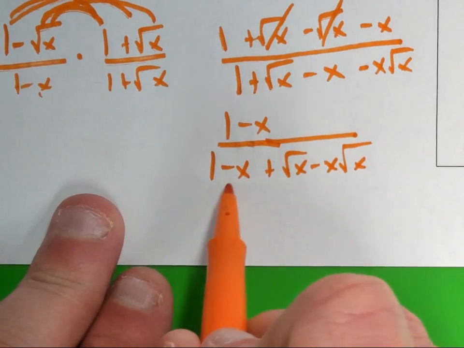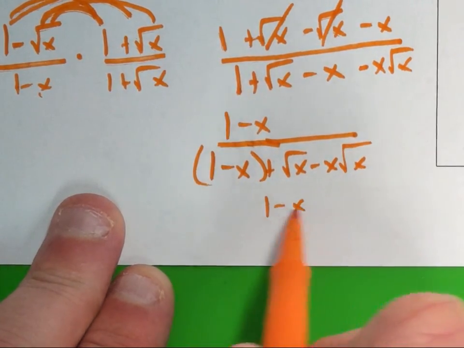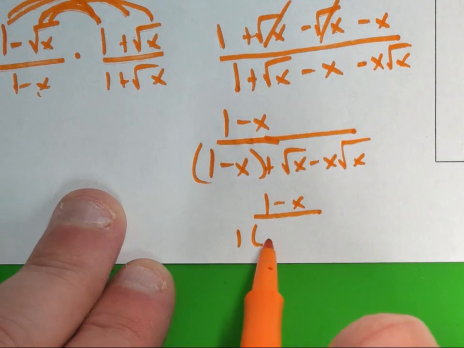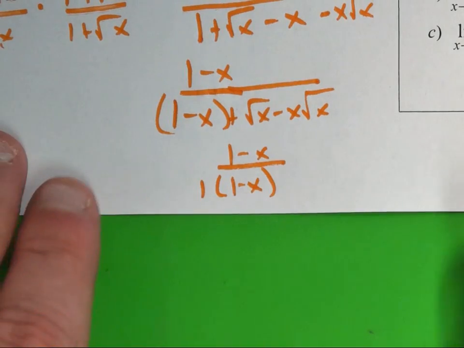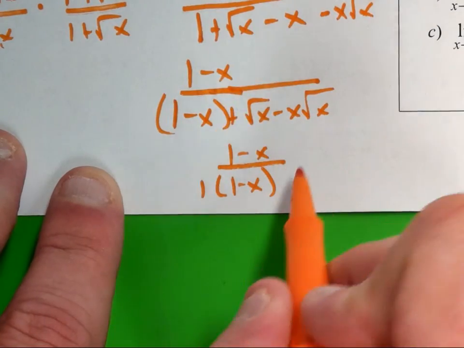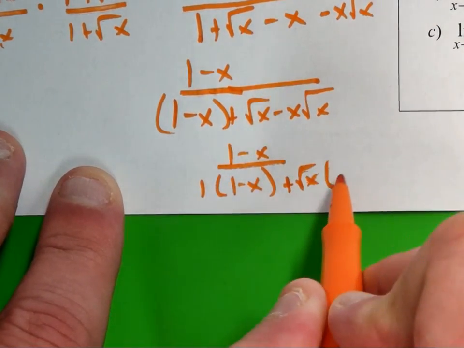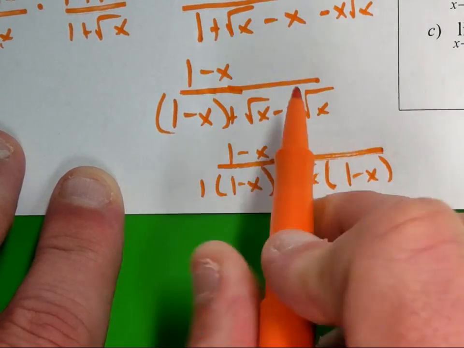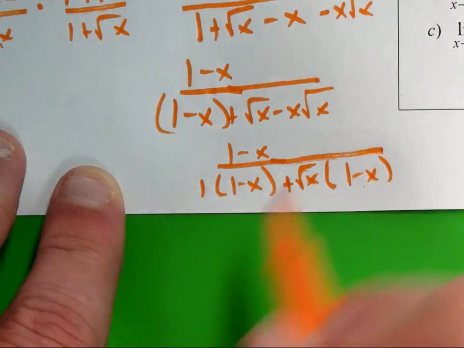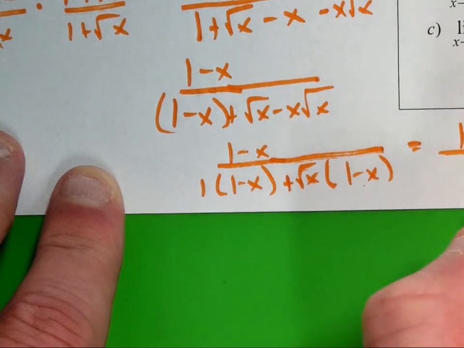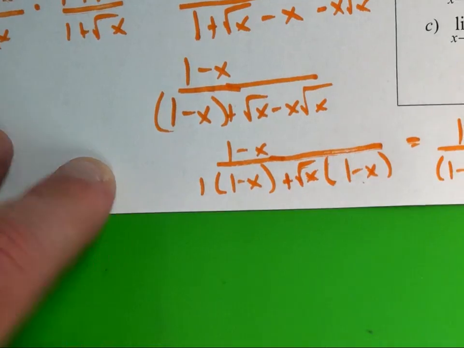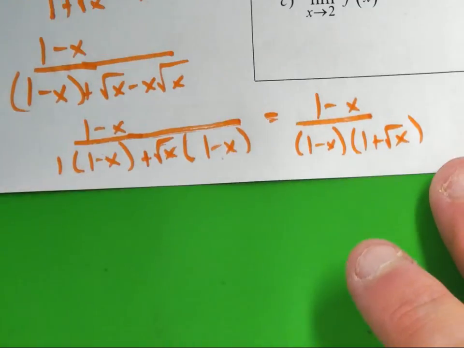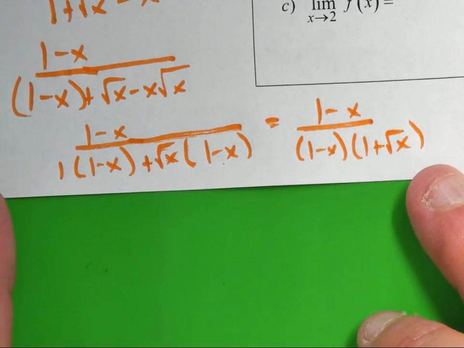The only thing I can take out of this first two is a 1. So that leaves me a 1 minus x. What can I take out of the second group here? Square root of x. That leaves 1 minus x. Took out a square root of x, left that. So now that leaves 1 minus x over 1 minus x and 1 plus square root of x. I'm going to stop right there and let's see if you have any questions.